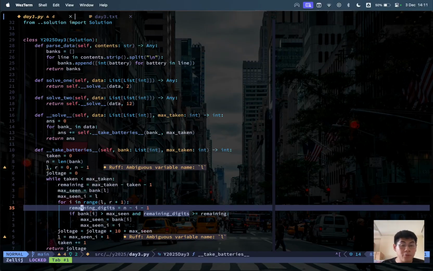And the wonderful thing here is this is an O(nk) algorithm, because it is the number of batteries you have to take multiplied by the size of the bank every single time we iterate through it.